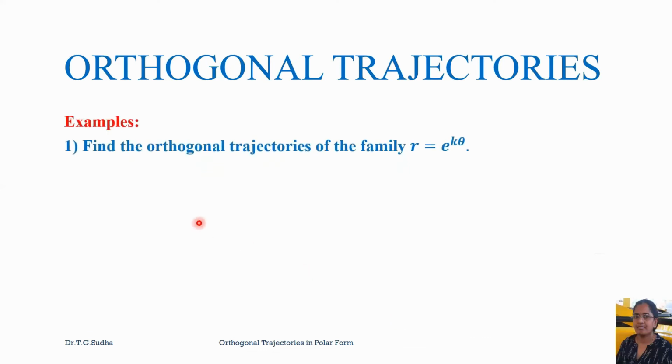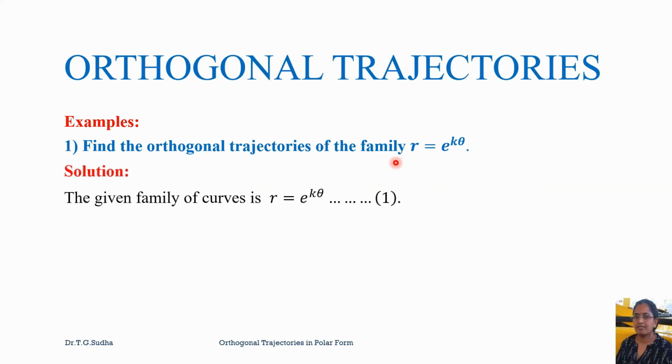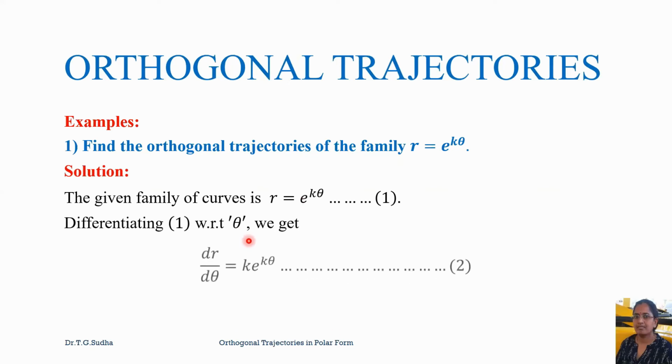Let us now solve some examples. Find the orthogonal trajectories of the family r is equal to e to the power of k theta. Here k is the parameter. So let us consider the given equation and differentiate with respect to theta. We get dr by d theta is equal to k e to the power of k theta. Call this expression 2.